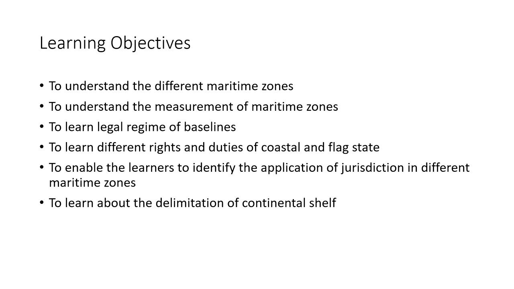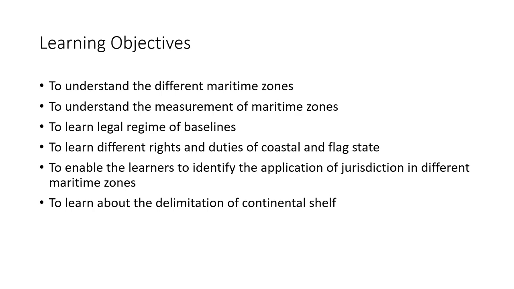So, the learning objectives for the day would be to understand the different maritime zones. What are maritime zones, friends? These are the areas which start from the sea area attached to a particular coastline of a particular state. And then, as we move ahead towards the high seas, different areas have been demarked, or you can say identified, as far as the sea is concerned. The closer the area of the sea, the closer the connection with the coastal state, the larger the control of the coastal state over the sea. Second, to understand the measurement of maritime zones, and this is necessary to have a universal rule, or you can say a uniform rule, as far as control over the sea is concerned.